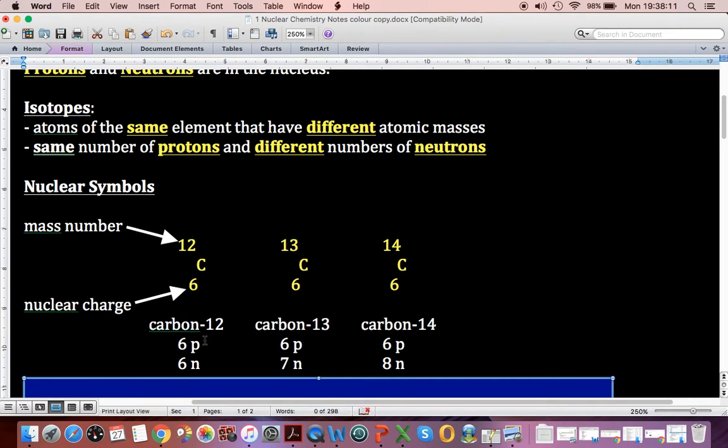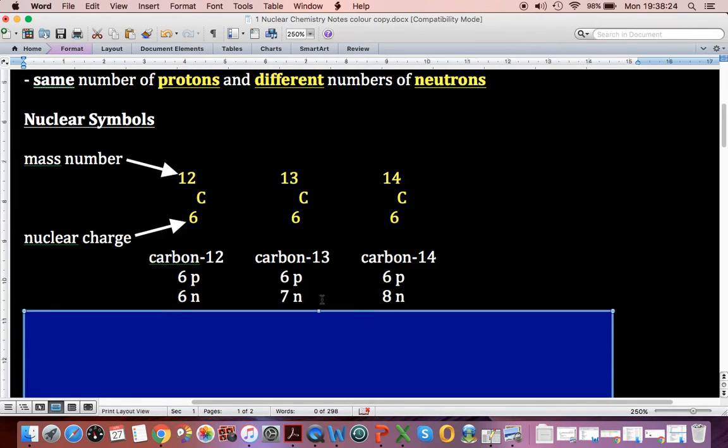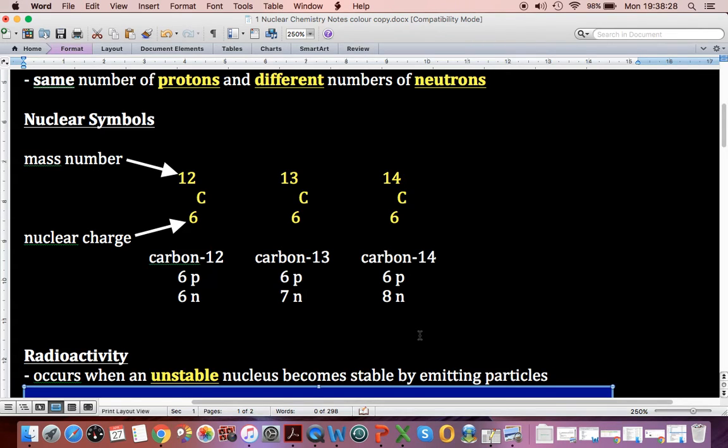And so we say, oh, 6 protons, 6 neutrons, that totals 12. So that's why there's a 12 for a mass number. All these numbers across the bottom are 6 because they all have 6 protons. And with each isotope we go up by 1: 7 neutrons, 8 neutrons, adding to the mass. That's fairly easy.